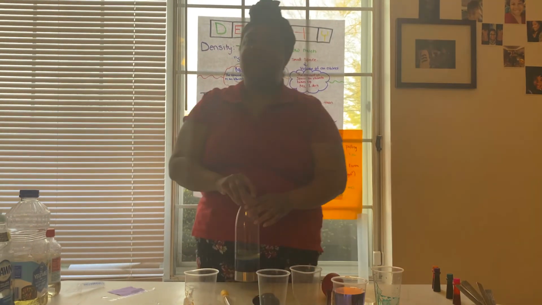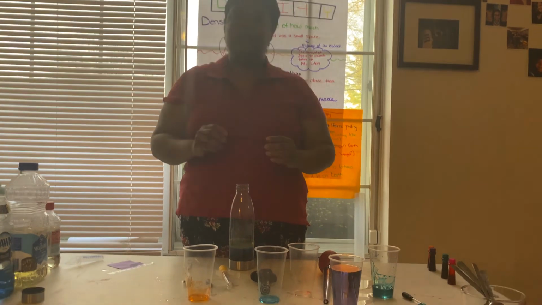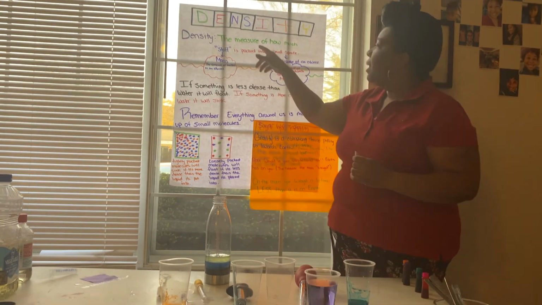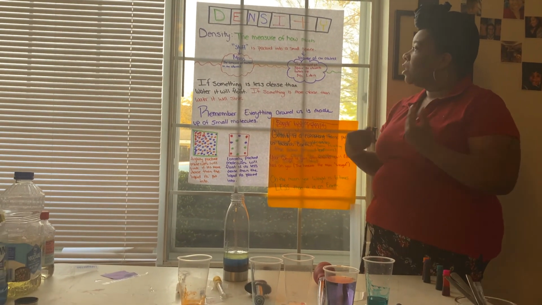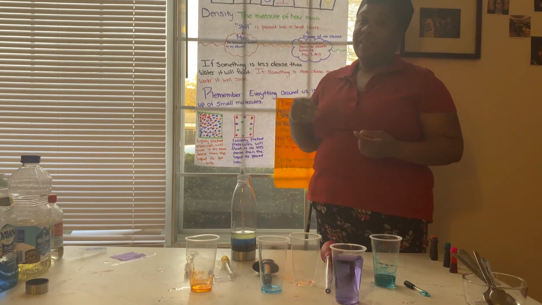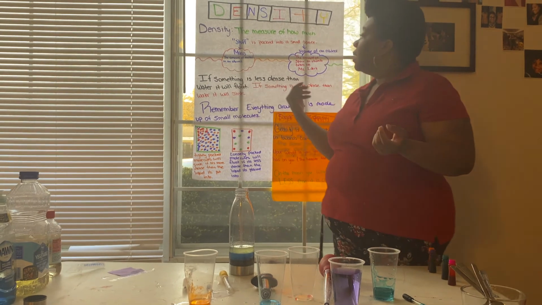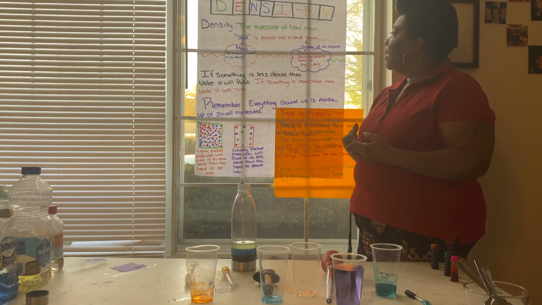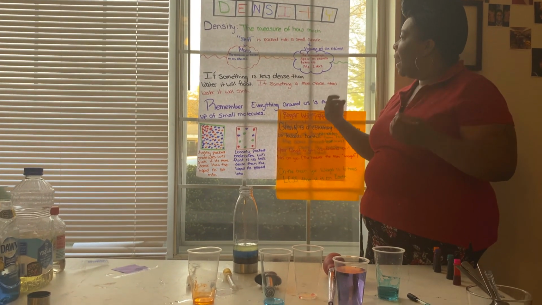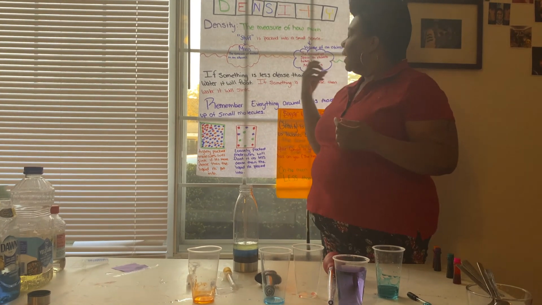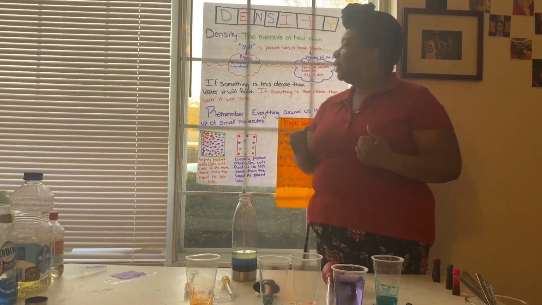Okay, guys, it was fun today learning about density with you all. Again, remember, density is the measure of how much stuff is packed into a small space. That stuff is the mass. Everything is made up of matter. Mass is the amount of matter in an object. The space is the volume of an object, the amount of space an object takes up, usually measured in milliliters and liters.